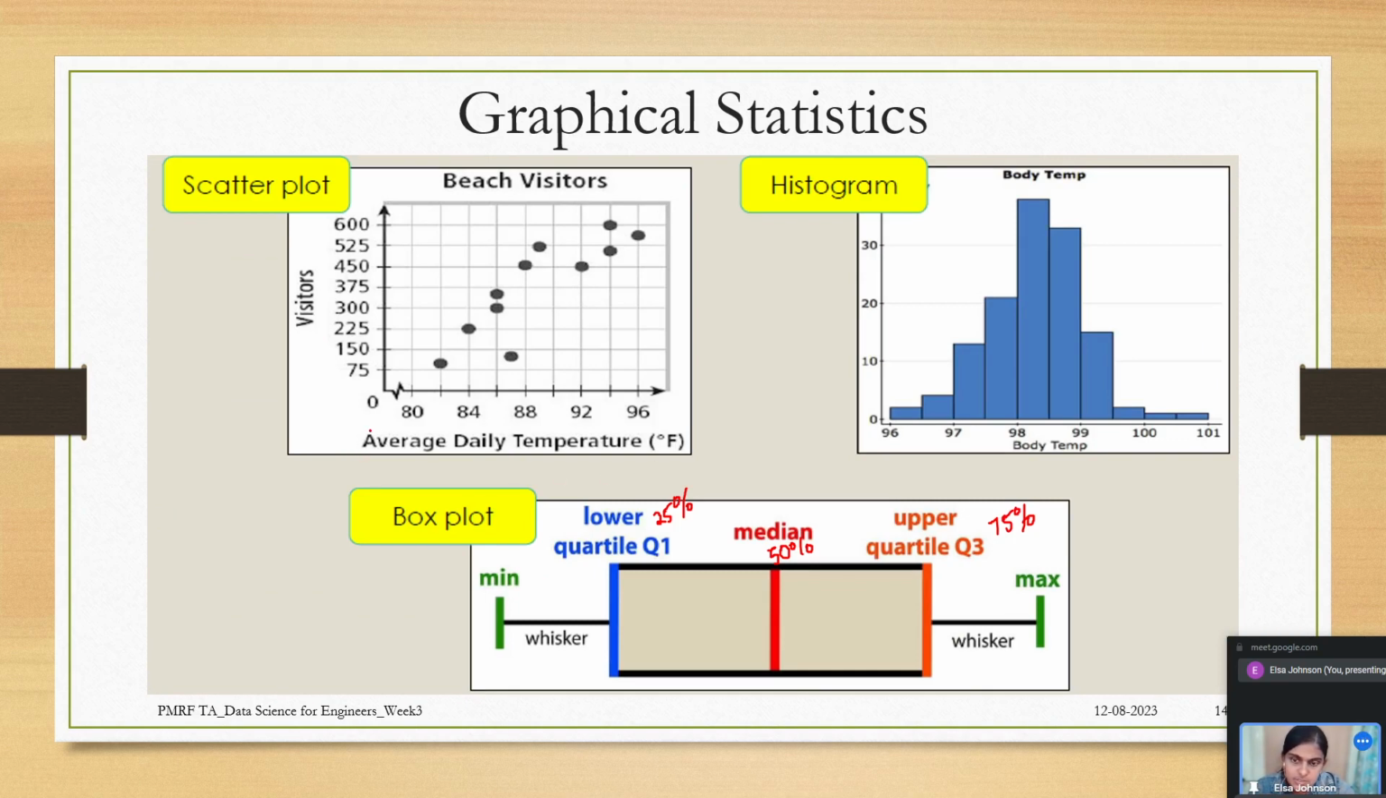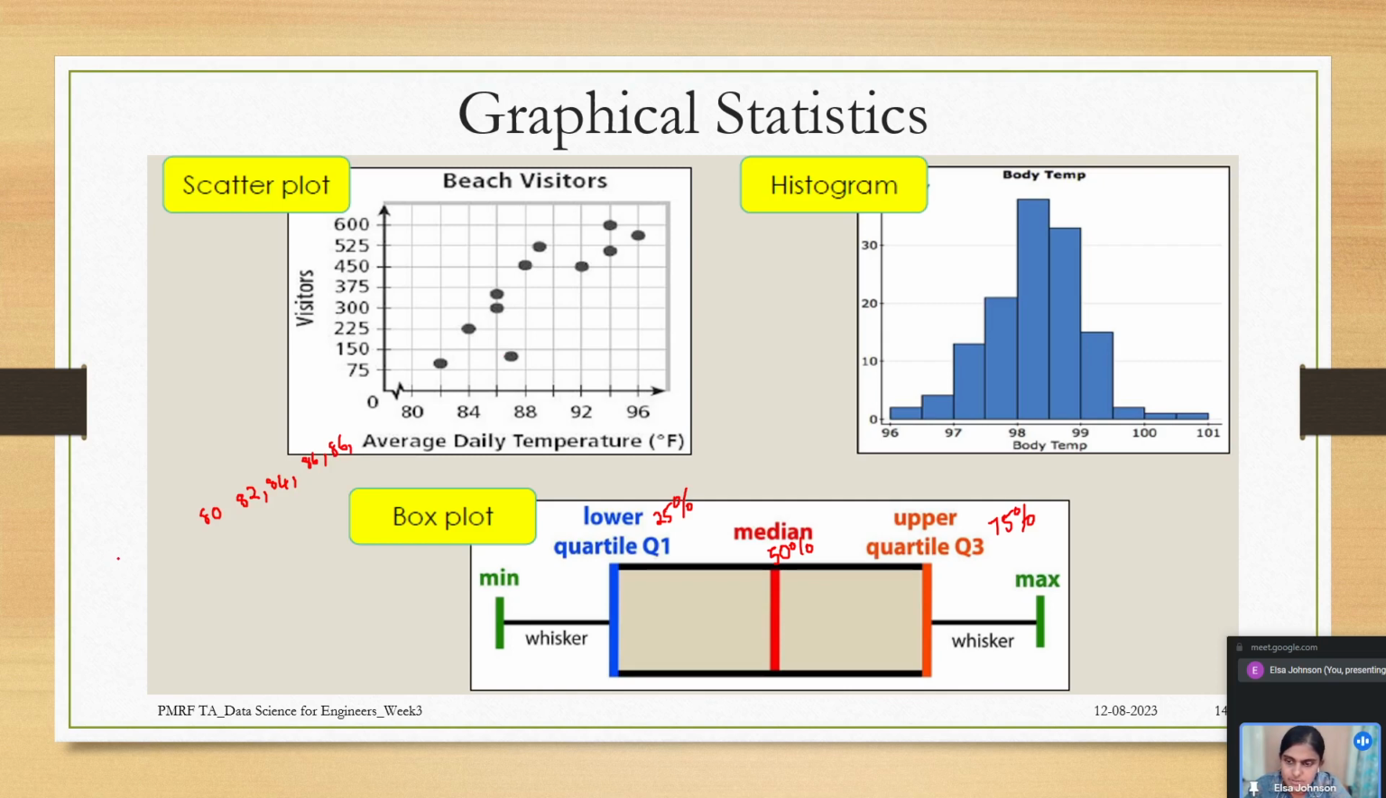If you are looking at the average daily temperature, it is varying like this: 80, 84, 80, 88, 92, 96. So when we give a set of values, some different values are there, for example 82, 84, then 86. It's varying like this, with values like 80, 82, 84, 86.